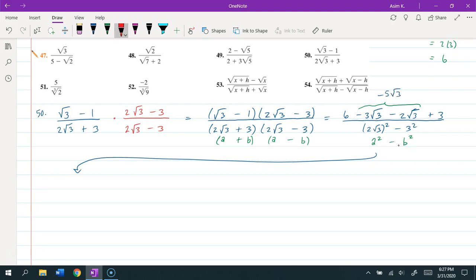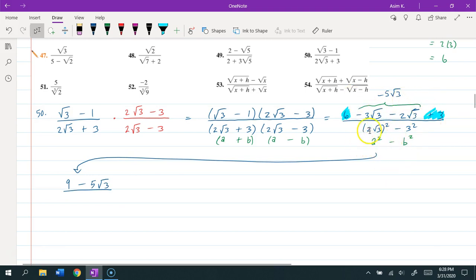But there is more. Notice how there's a 6 on the left end and there's a positive 3 on the right end. Those can combine to make a 9. So in my next line, I'm going to write down 9 minus 5 root 3. That's representing a lot of work right there.